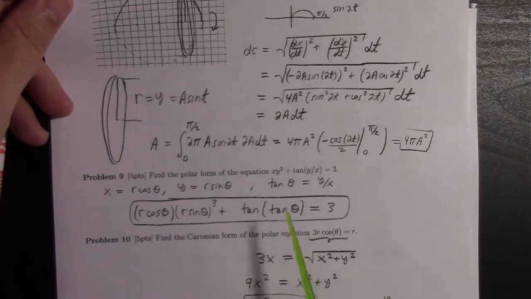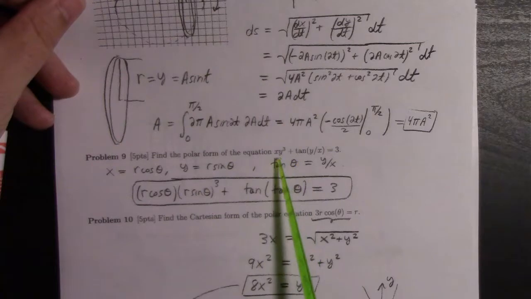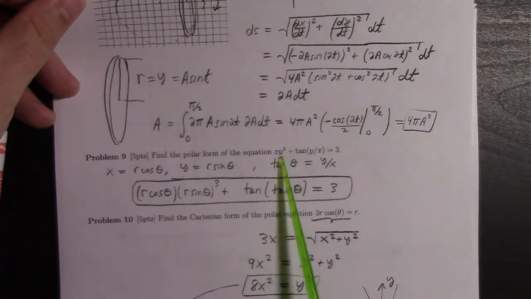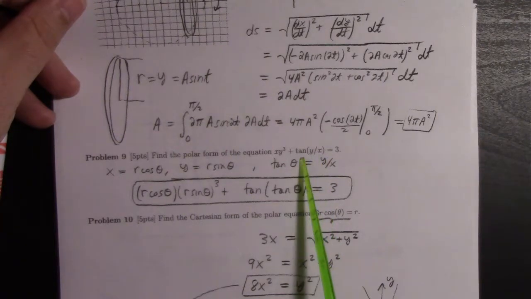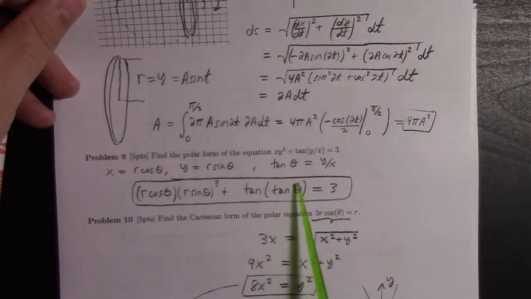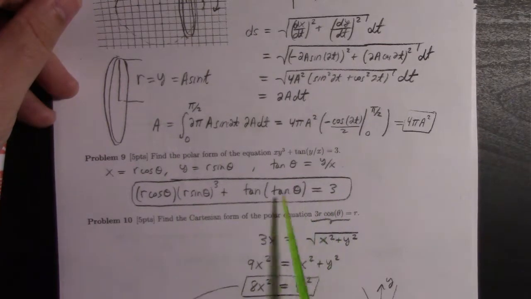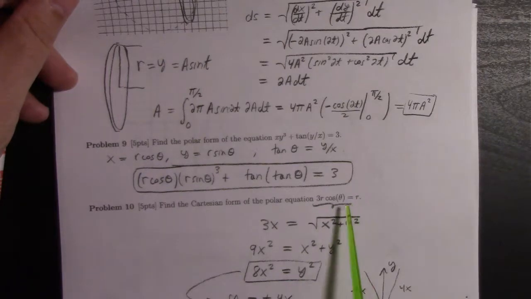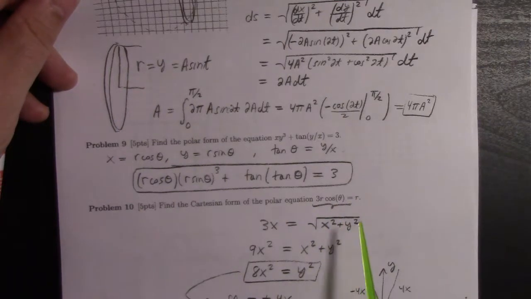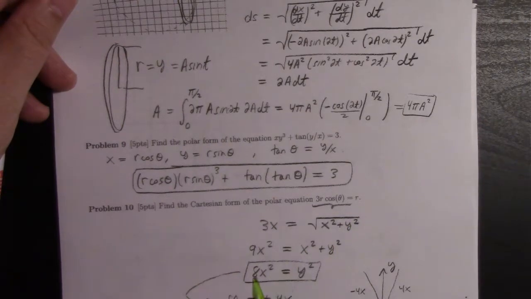Let's see here. Then find the polar form of this equation. So we have to put in r cosine theta and r sine theta for x and y. Tangent of y over x, well that's tangent of tangent theta. That's kind of funny. I didn't say it'd be pretty, but there it is. And the Cartesian form of this equation is 3x equals the square root of x squared plus y squared. So it's that, or you could square both sides and get that.